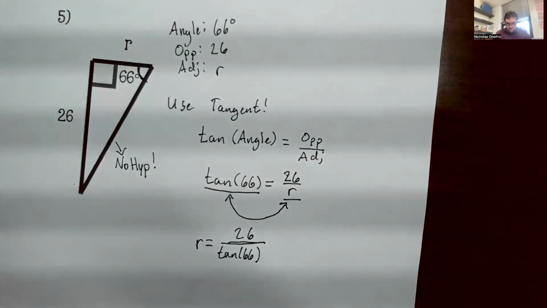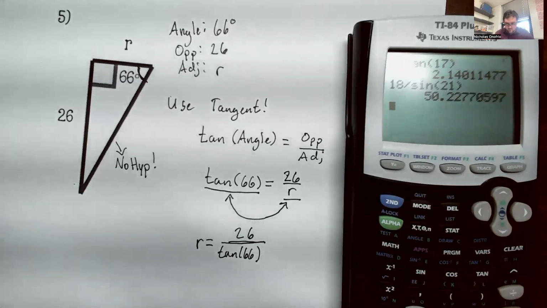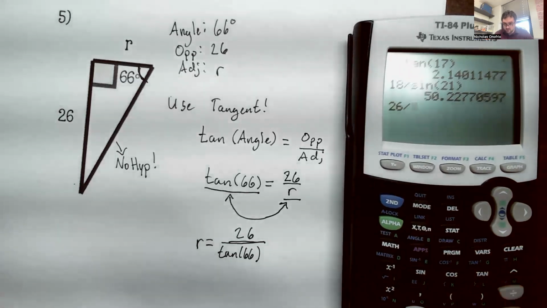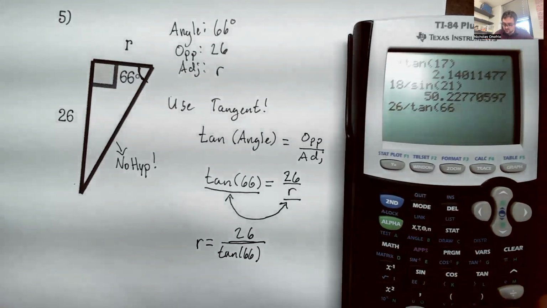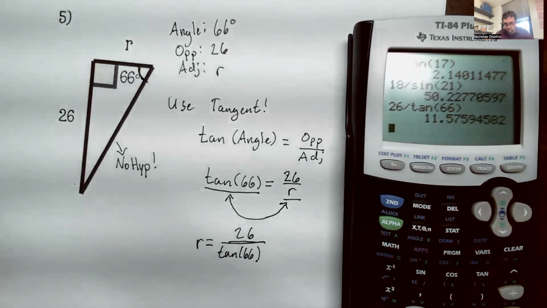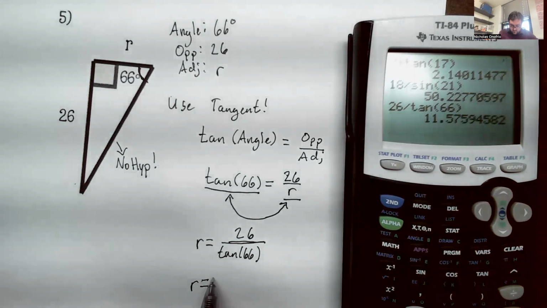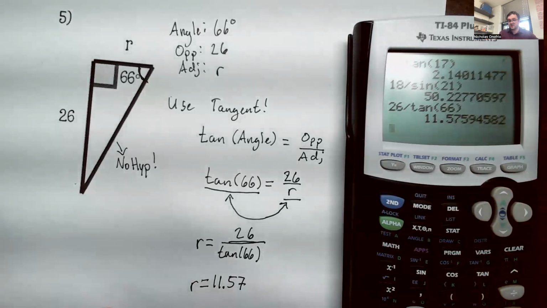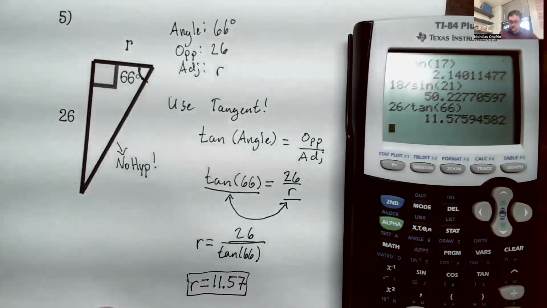Okay. We've done all the hard work. Now let's let the calculator take it from here. 26 divided by tangent 66. Close up those parentheses. You will get an answer of R equals 11.57. There we go. Box that up and you're done.